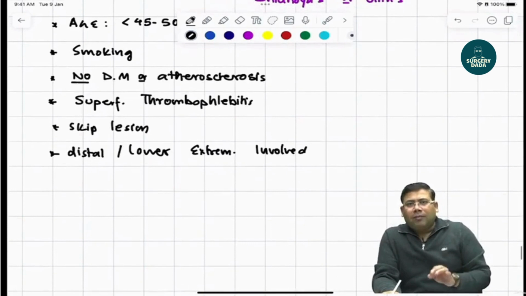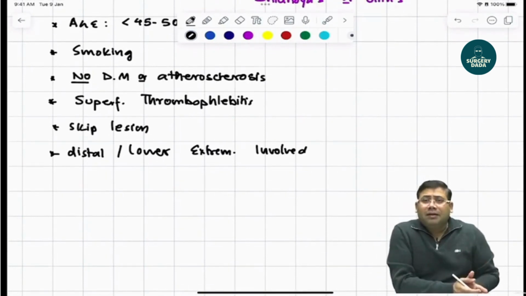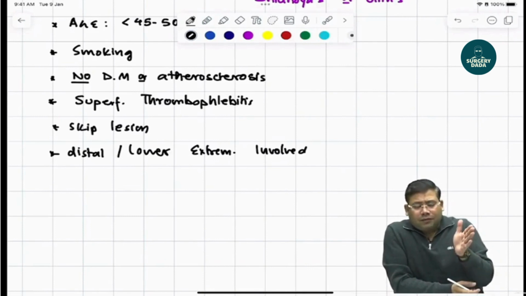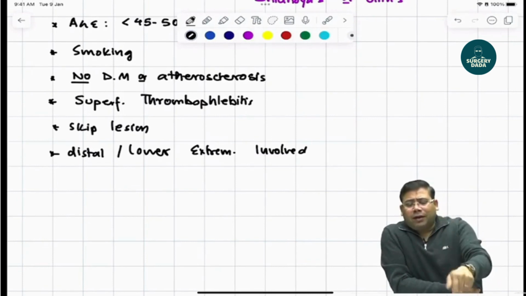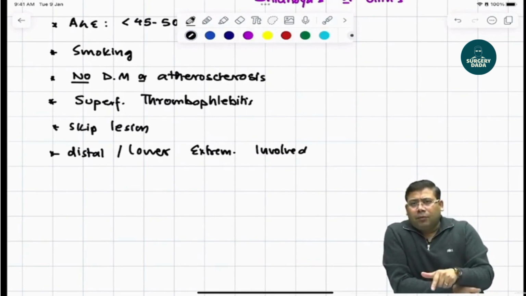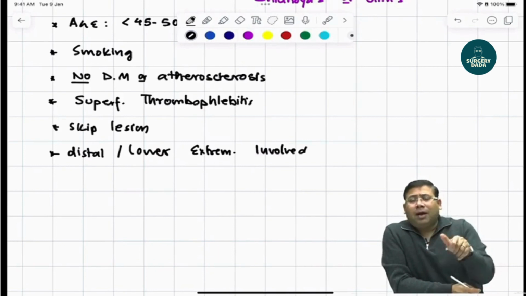When we talk about their management: stop smoking, ecosprin and cilostazol, which might increase certain vascularity and improve the patient's symptoms. But in the long run, this is a progressive disease, and you will have to advise that sooner or later you'll need an amputation, because vascular bypass is not going to work.